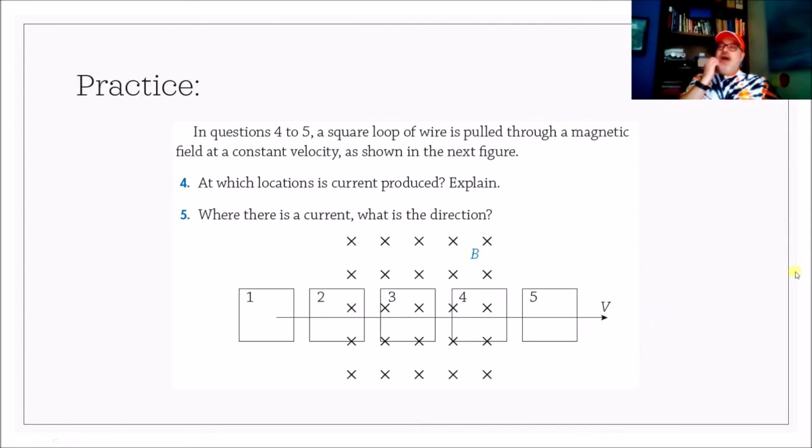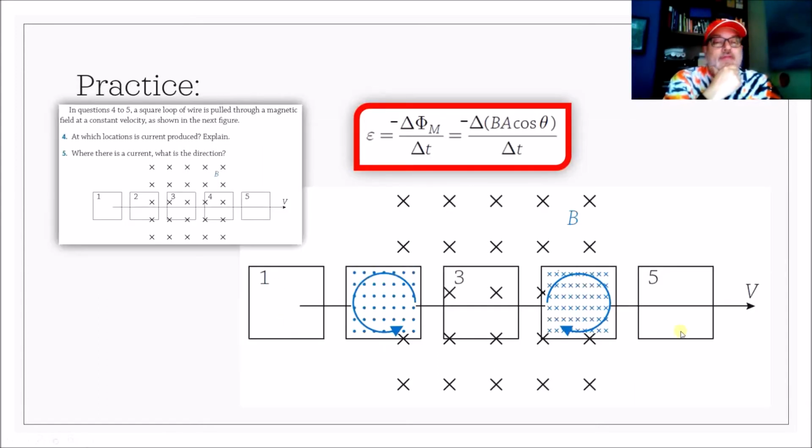All right, so here are some practice problems for you. In questions 4 and 5, we have a square loop of wire that's pulled through a magnetic field at a constant velocity as shown in the figure. At which locations is current produced? Explain. And where there is current, what will the direction be? All right, pause the video, see if you can figure this out on your own, and then we'll go through it together. At 1 and 5, there's no flux, so no current.